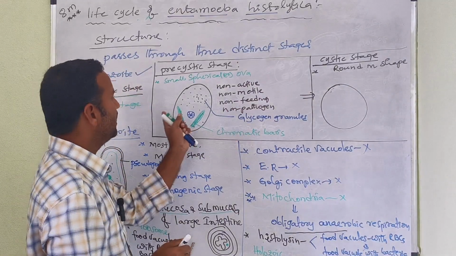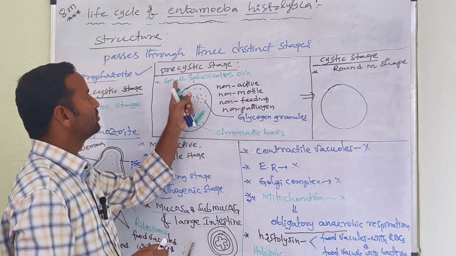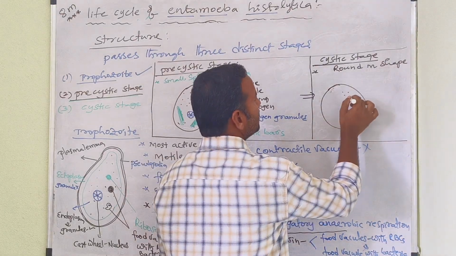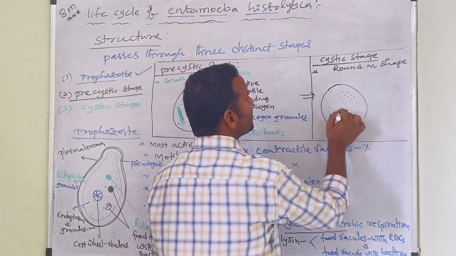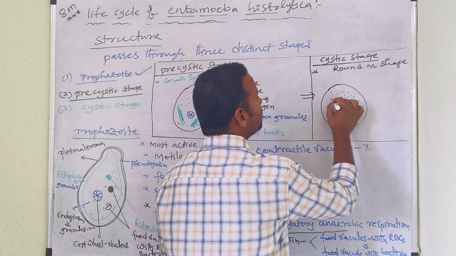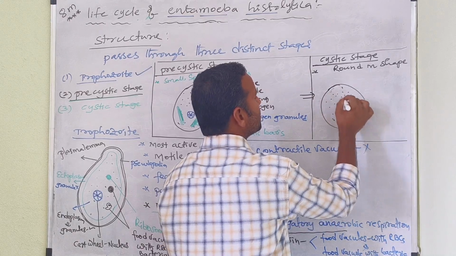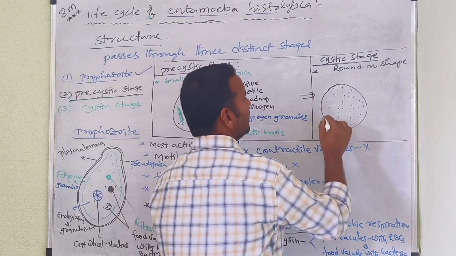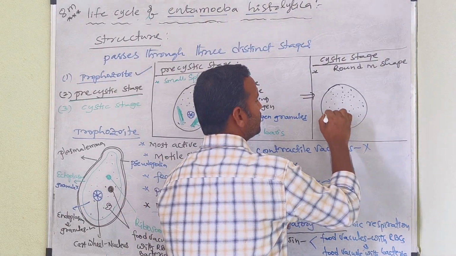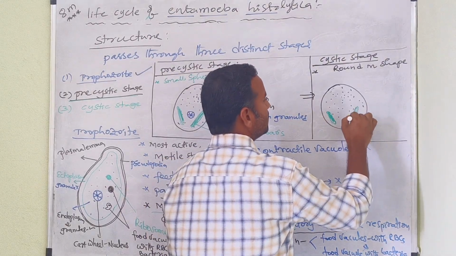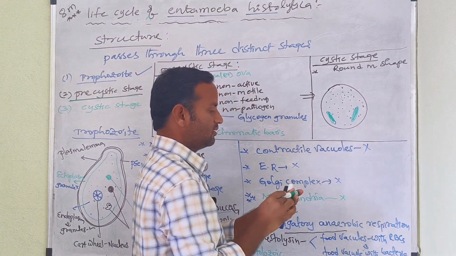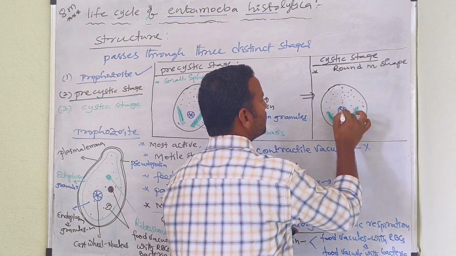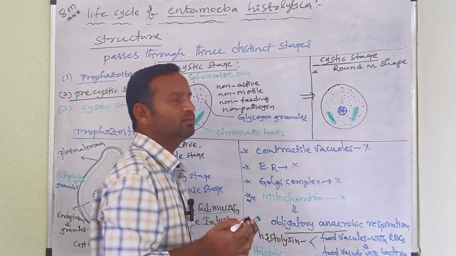Then, as usual, the precystic stage. What does it possess? Glycogen granules and chromatid bars, as well as the cartwheel shaped nucleus also. This is the cartwheel shaped nucleus.